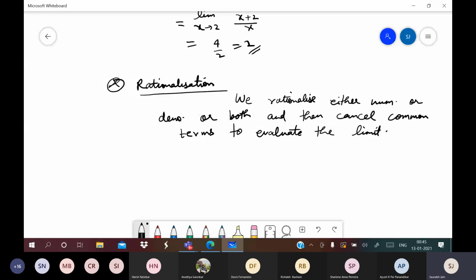So instead of factorization, now you will be doing rationalization. Okay, now you may have to rationalize either numerator or denominator or even both. So I'll be taking questions where sometimes you will have to rationalize the numerator, in some questions you will have to rationalize the denominator, and in some questions you may have to rationalize both of them. So let us take examples one by one.